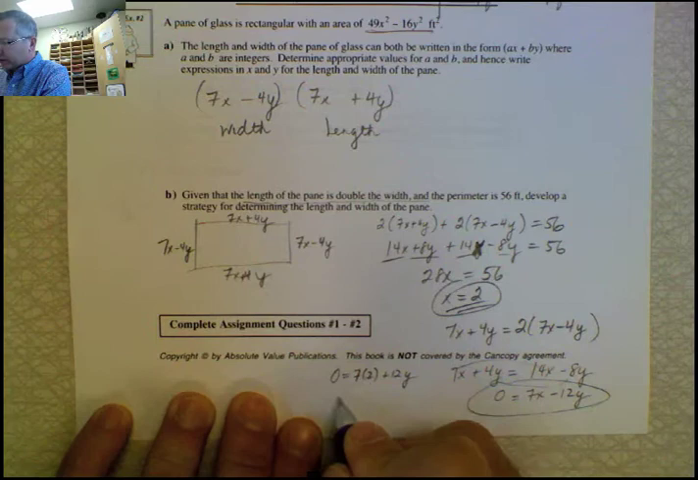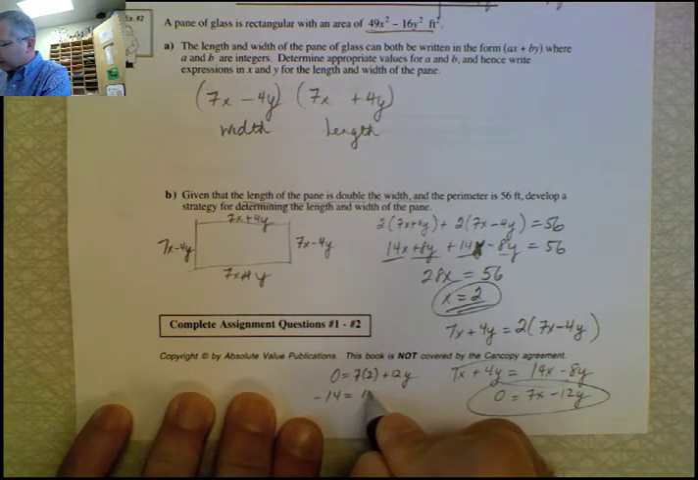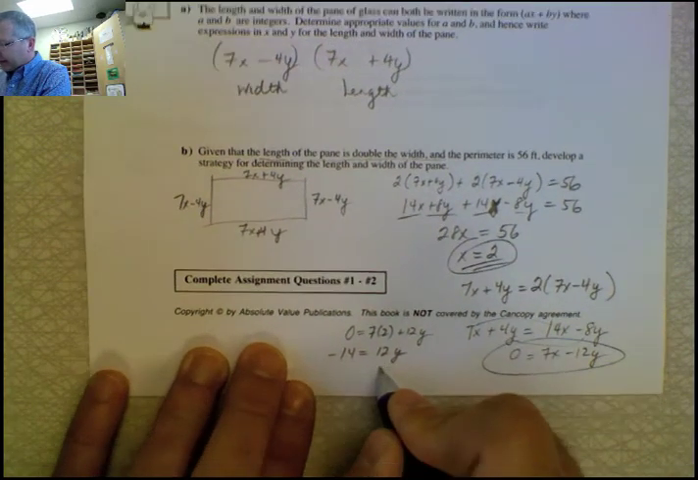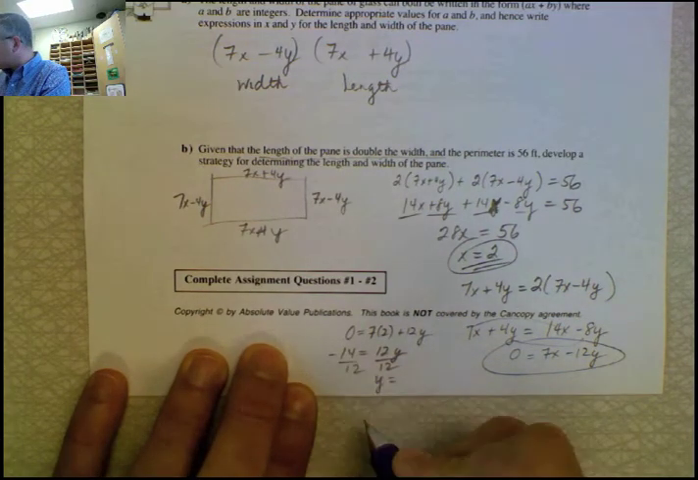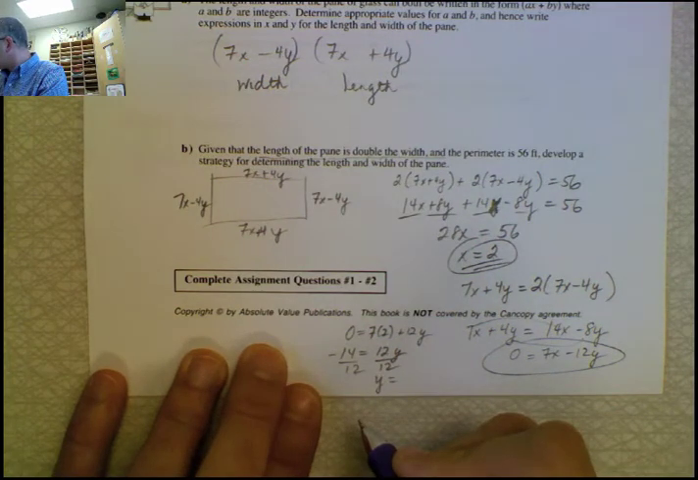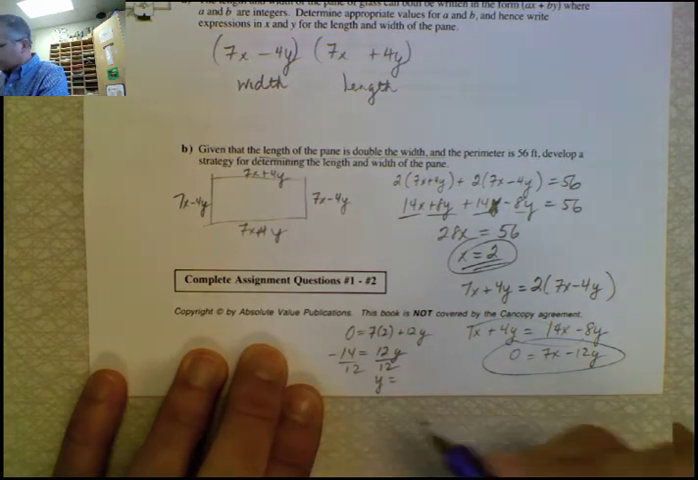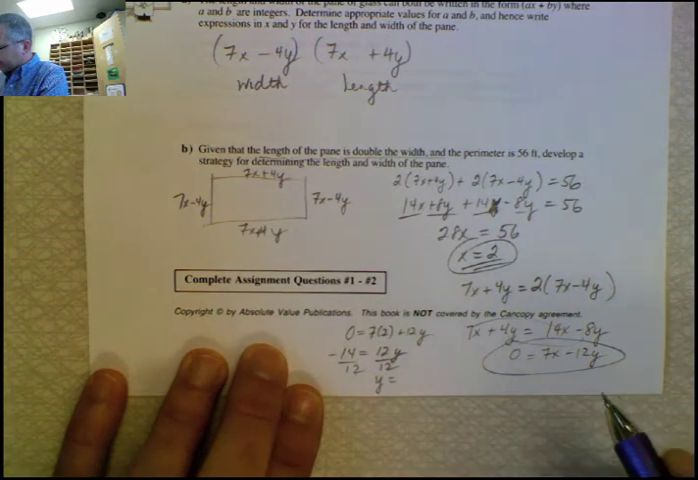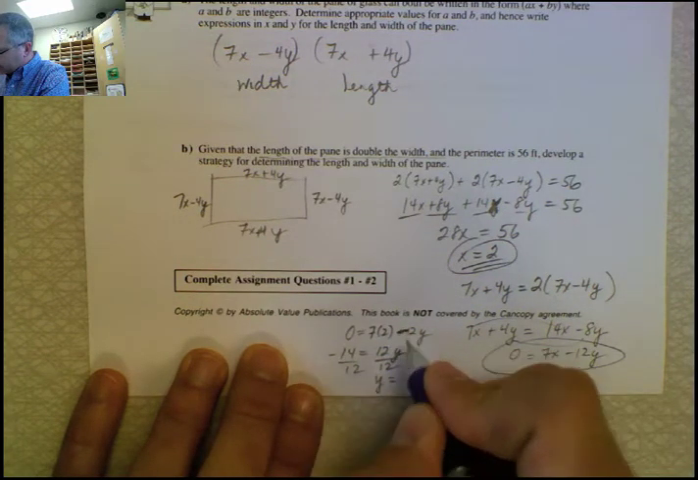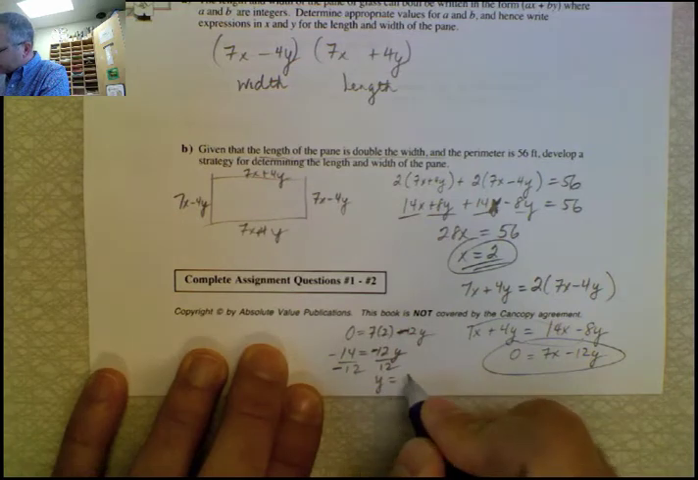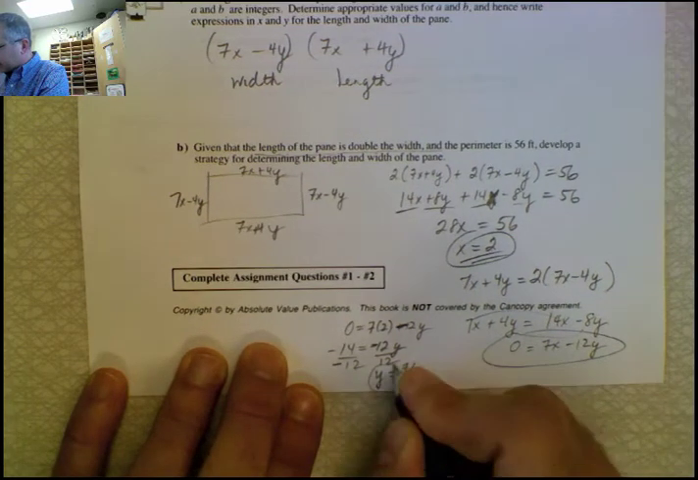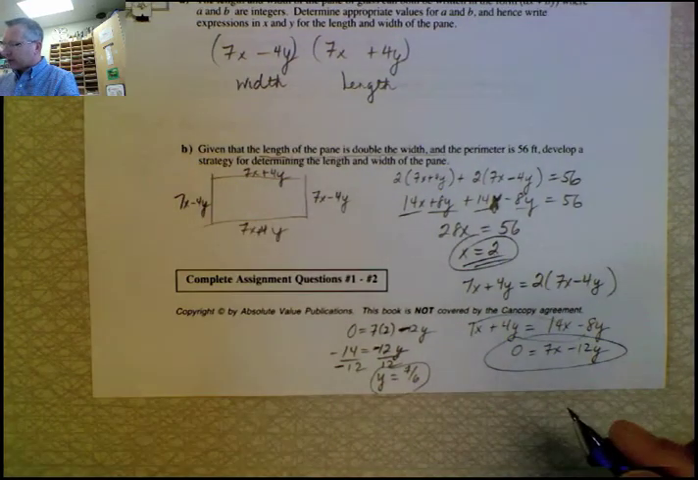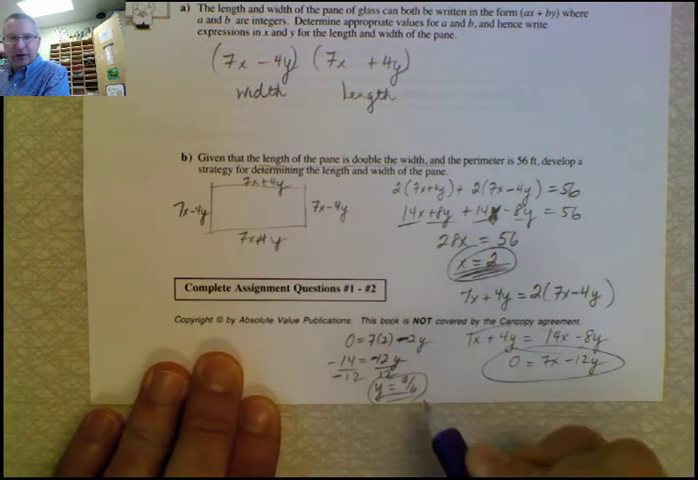So this gives me 14. If I subtract 14, I get 12y. Now if I divide by 12, I'm going to get y is negative 14 over 12. Hold on there. This is minus 12y. So this is going to give me negative 14 over negative 12, which is going to give me 7/6 if I simplify it. So now I have an expression for x and I have an expression for y.